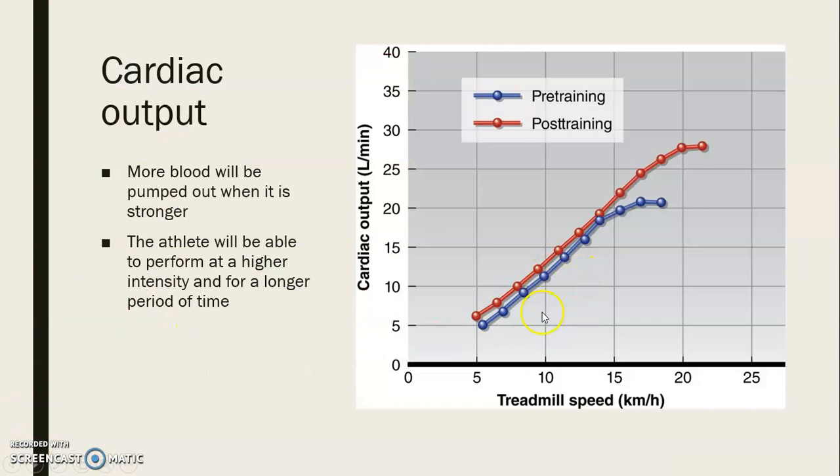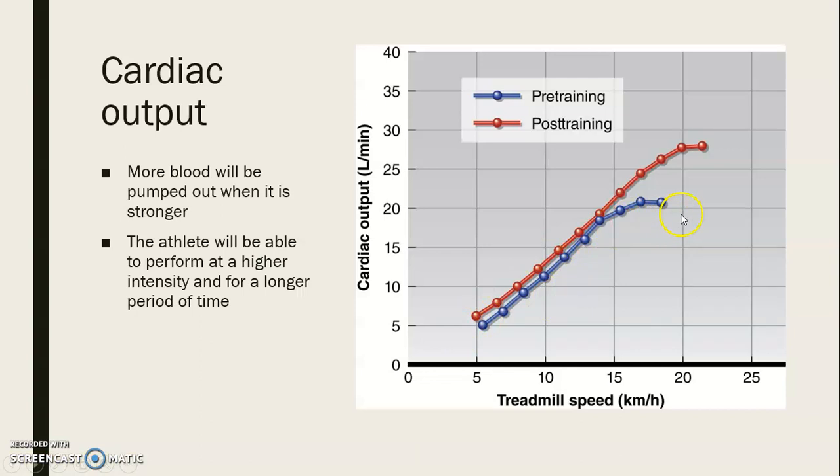As you can see from this graph on the right that shows the cardiac output during different intensities and speeds on a treadmill, this would suggest that more blood is being pumped out by a stronger, more trained person. This means that an athlete will be able to perform a higher intensity for longer periods of time, as suggested by the graph. As you can see, at 5 kilometers an hour, they had a similar cardiac output, but it was slightly different. Pre-trained, they had a cardiac output of around 5 liters per minute. However, when they were trained, they had a slightly higher output of around 6 liters per minute of blood.